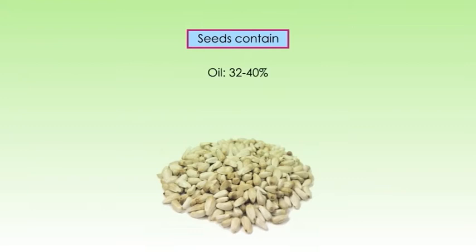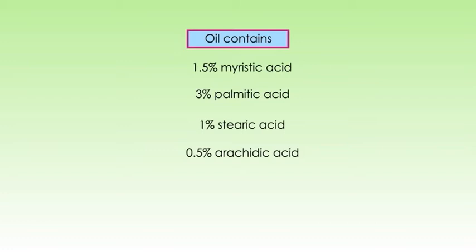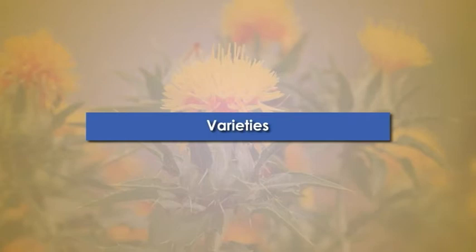Safflower can be grazed or stored as hay or silage. The meal is used for animal feed, while that obtained from undecorticated seed is used for manure. Seeds contain about 32 to 40% oil, 11 to 17% protein, and 4 to 7% moisture. The oil contains about 1.5% myristic acid, 3% palmitic acid, 1% stearic acid, 0.5% arachidic acid, 33% oleic acid, and 61% linoleic acid.